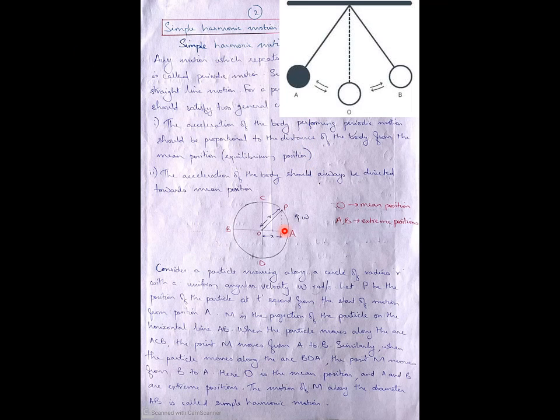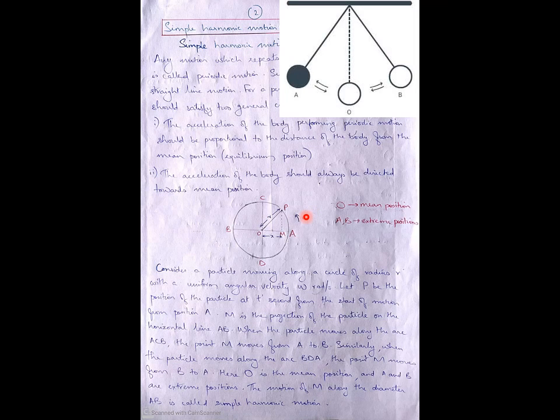Now let us see some equations for simple harmonic motion. Before that, consider this figure. Consider a particle is moving along a circle which is having a radius r and it is having an angular velocity omega radians per second. So it is moving from A to C, then B, then again from B to D, and again to A. O is the center position. R is the radius, omega is the angular velocity.